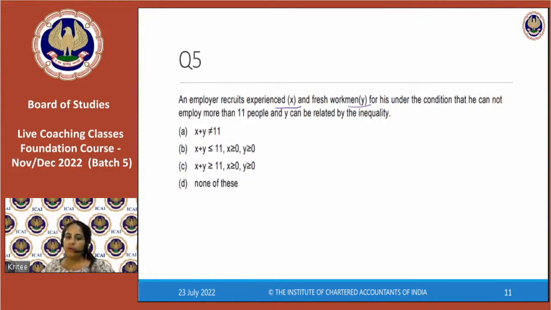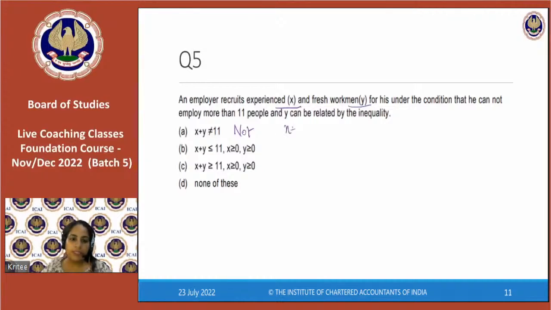An employer recruits experienced X people and freshmen Y people with the condition that he cannot employ more than 11 people. So how is Y related here? How can you identify the relation? Is it X plus Y not equal to 11? Is it X plus Y less than or equal to 11? Or is it X plus Y greater than or equal to 11? Many people are saying A. No, the answer is not A.